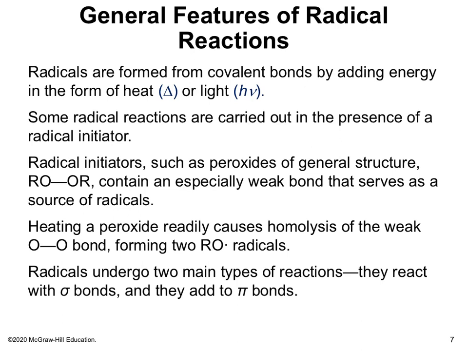How do you generate these free radicals? You're going to need either heat, which you'll see across the reaction arrow as a triangle, or light, which is h nu. If you remember from general chemistry, E equals h nu. Nu is the frequency, E is energy, H is Planck's constant, and that means light of a certain wavelength. And so I think it's usually blue light you'll see can generate a free radical.